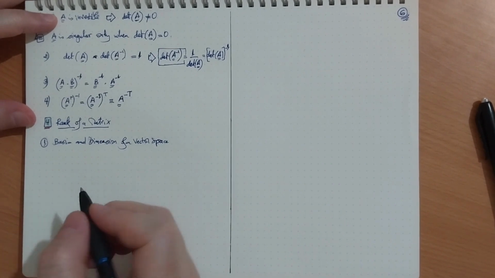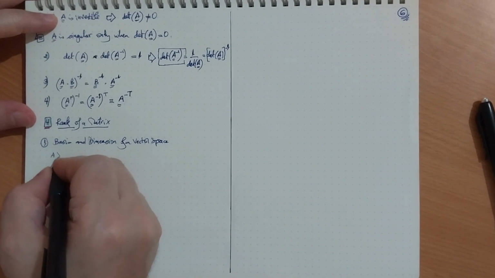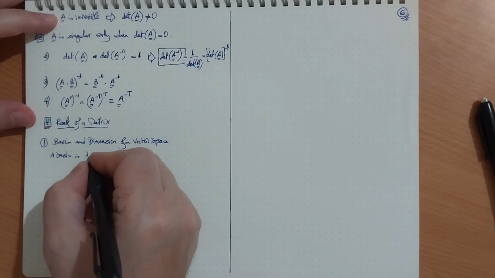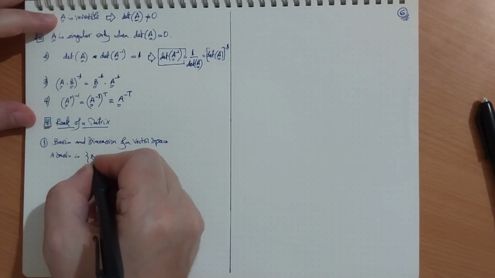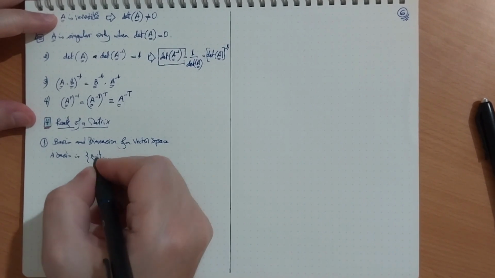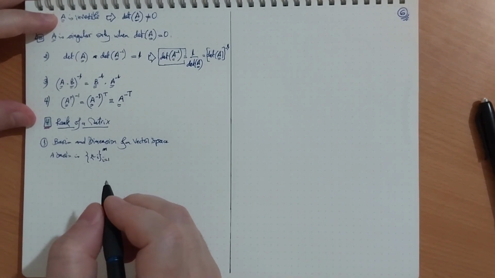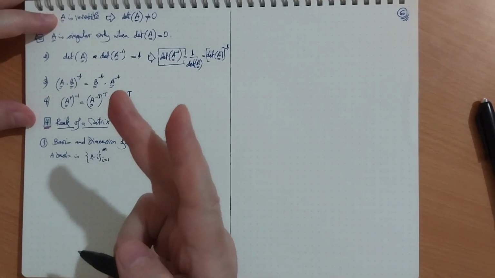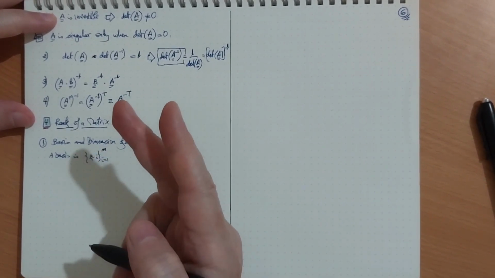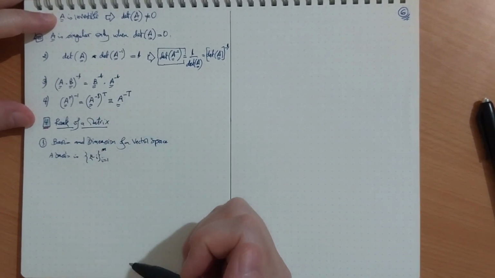So what is a basis of a vector space? A basis is a family of vectors in the space. So an indexed set from i equal 1 till m. So a finite set of vectors that must satisfy two conditions. It must span the vector space, and all the vectors in the basis must be linearly independent.